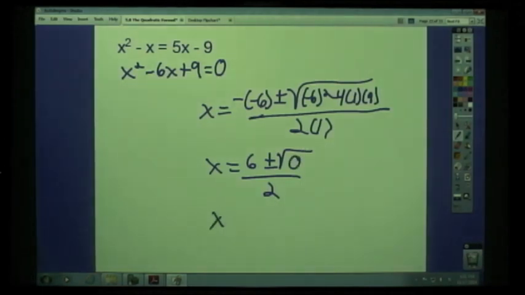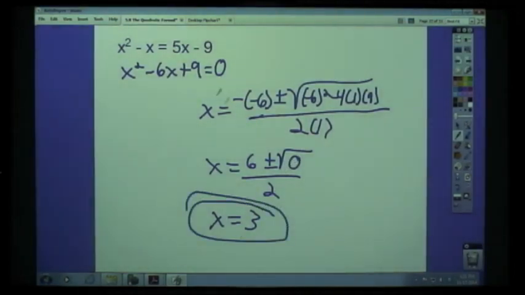What did I tell you about that? You're going to have one answer when that happens, because the square root of 0 is 0. 6 plus 0 is going to be 6 over 2, which is 3. 6 minus 0 is going to be 6 over 2, which is 3. That means your vertex is the only place where this one would hit the x-axis.